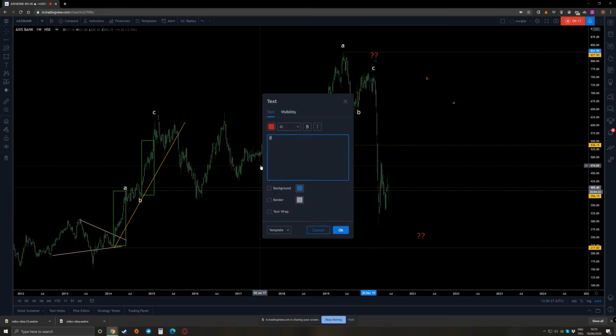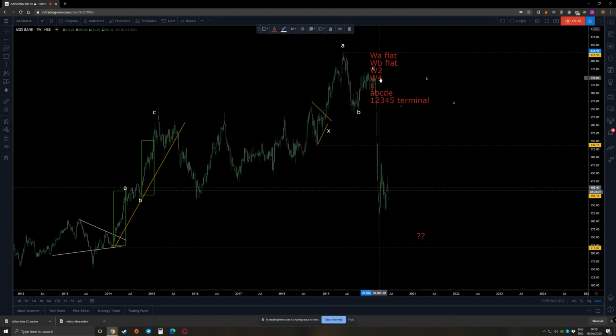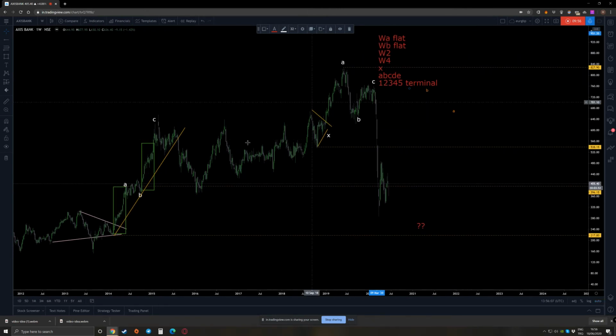Why? Well, let's write down the possibilities, corrective waves. Wave A of a flat is a corrective wave. Wave B of a flat is a corrective wave. Wave 2, second wave, is corrective wave. Wave 4 is corrective wave. X waves are corrective. A, B, C, D, E, all triangle legs are corrective. 1, 2, 3, 4, 5 of terminal moves are corrective. So this move, whatever it is, is actually corrective. So all of this can be.